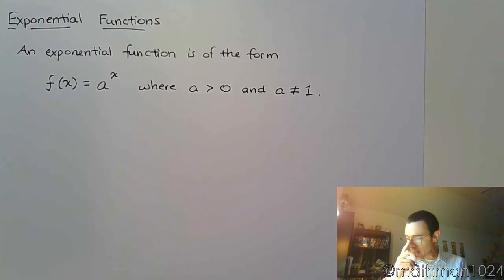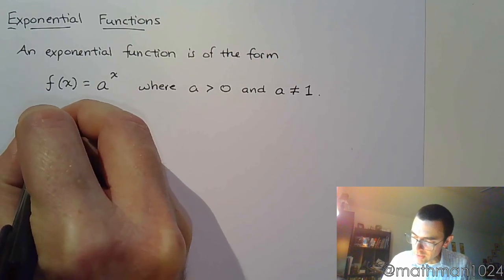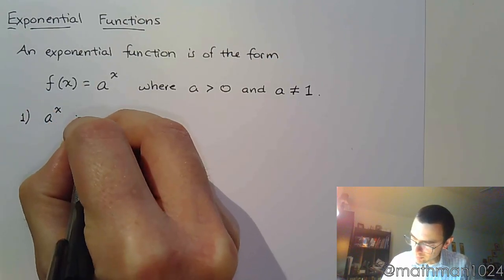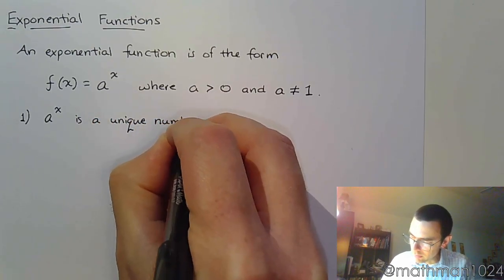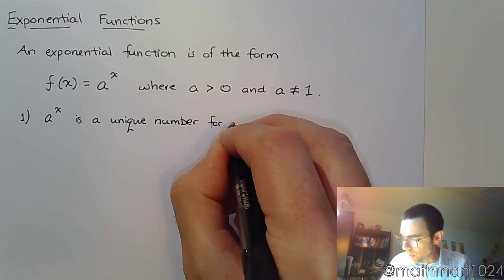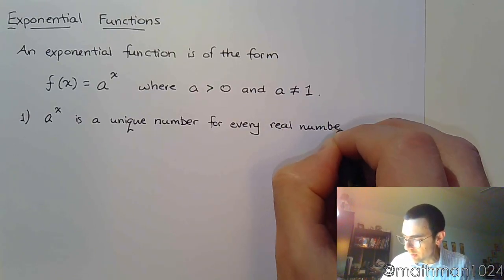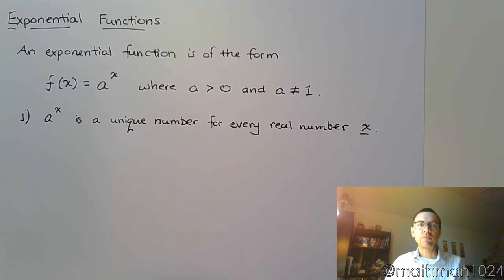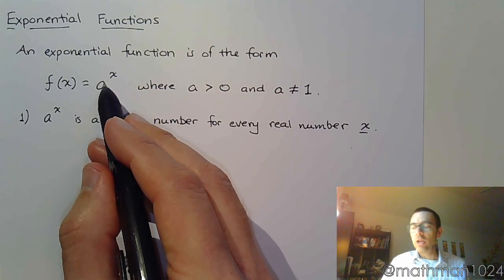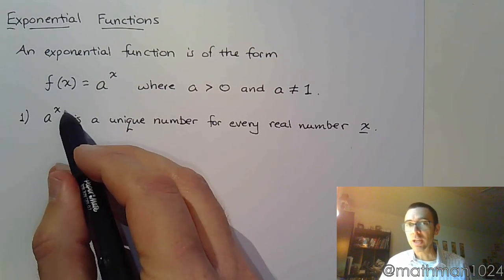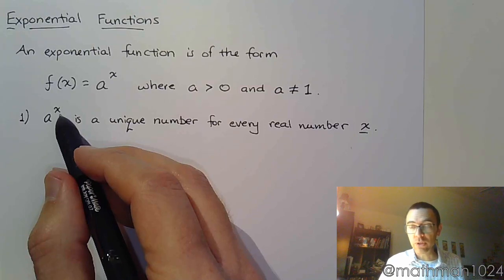Okay, so when it comes to exponential functions, there are a couple of things that we need to know about this. Number one is that a to the x is a unique number for every real number x that you plug into it. Okay, so that means no matter what value you plug in, it's going to be unique. So if whatever the base is, if I raise it to the second power, the answer that I get, well, the only way to get to that answer is by having a power of 2.